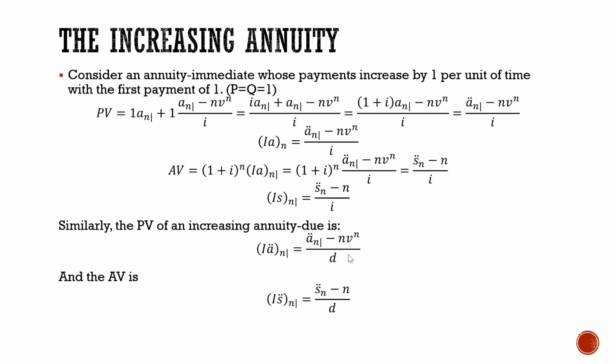So that's how we find the present value and accumulated value for increasing annuity, be it due or immediate. So we have here 4 more formulas: I-A-N, I-S-N, I double dot A-N, I double dot S-N. So that's what it's about for increasing annuity.